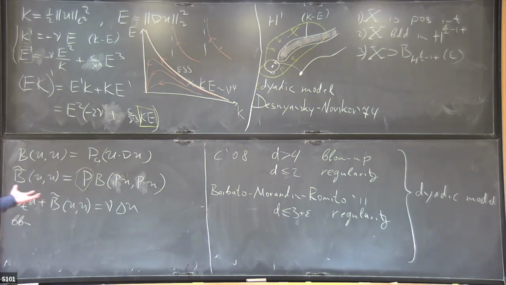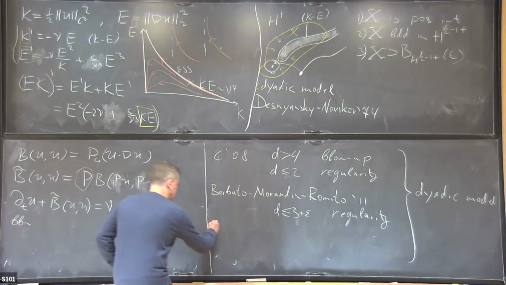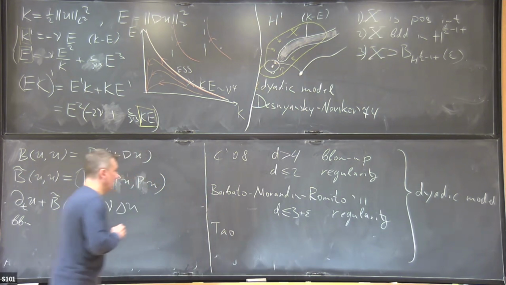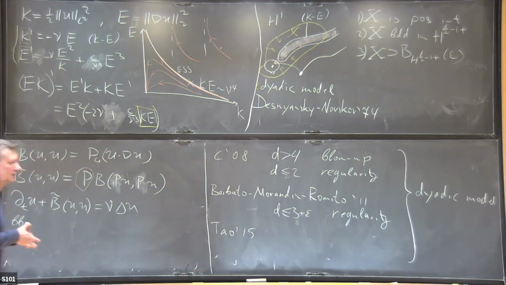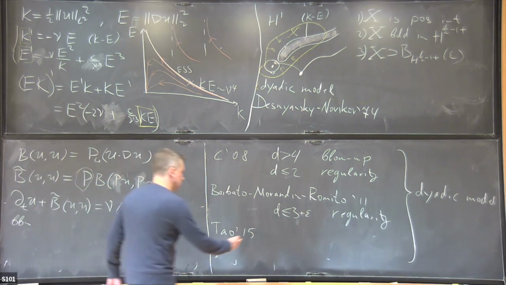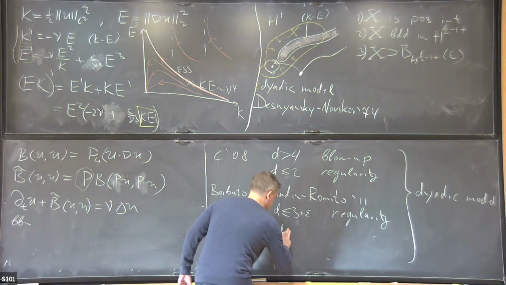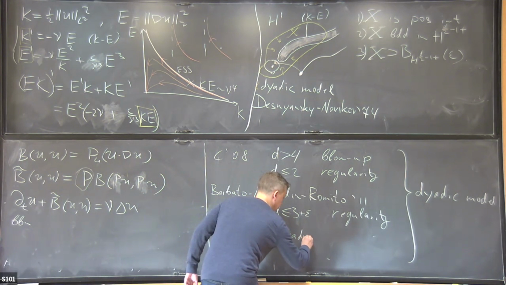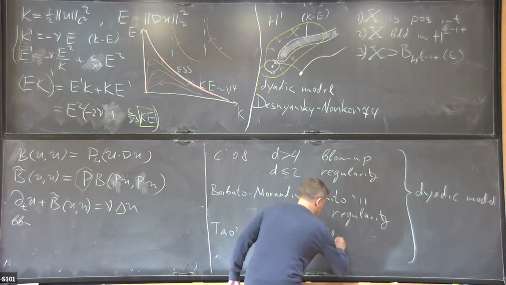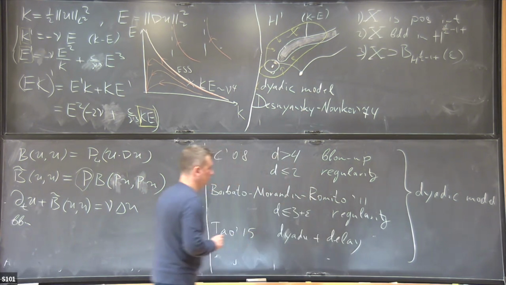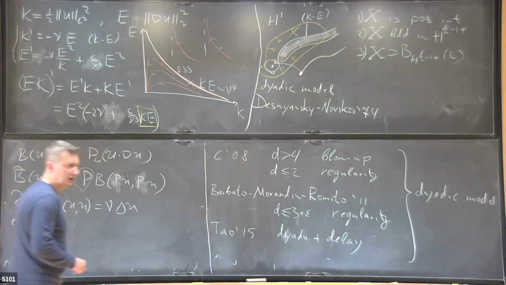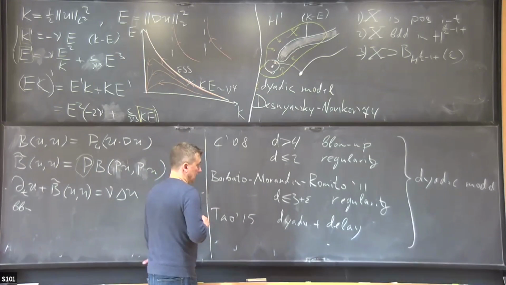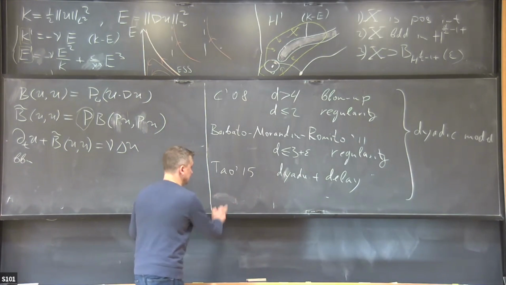Okay, so it looks like it's good news for the Navier-Stokes equations. Well, then Tao came along. And what he did, he added a delay mechanism to the dyadic model. Dyadic model plus some delay mechanism. I mean, it would take the whole blackboard to write down the system of equations. Okay, I'll just try to explain the idea.